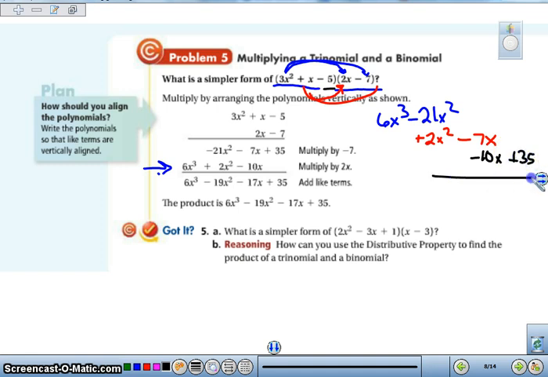And you're going to add your like terms. It doesn't matter if you do it the way they showed here or here. Both answers give you that same solution.